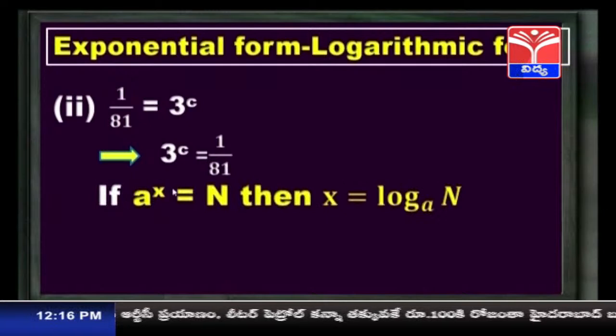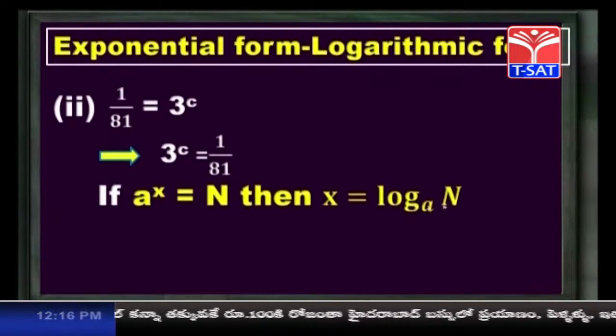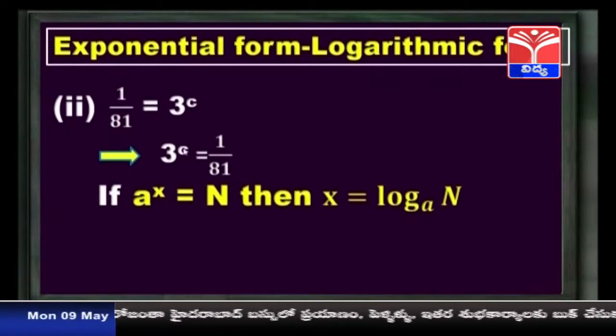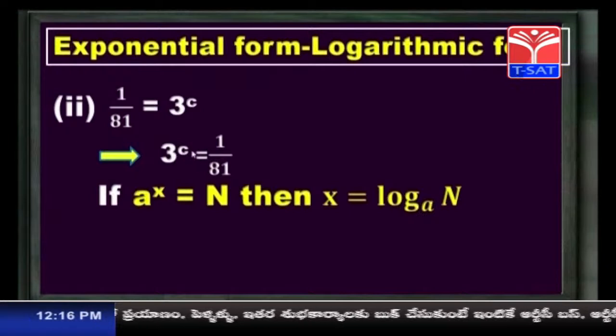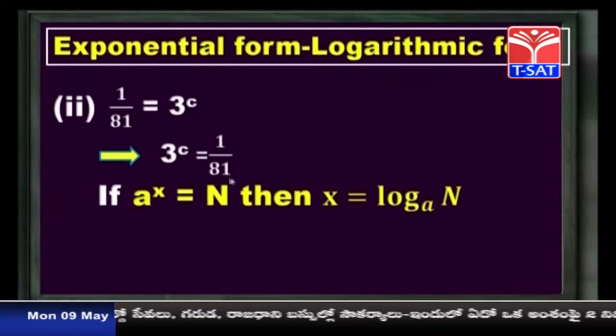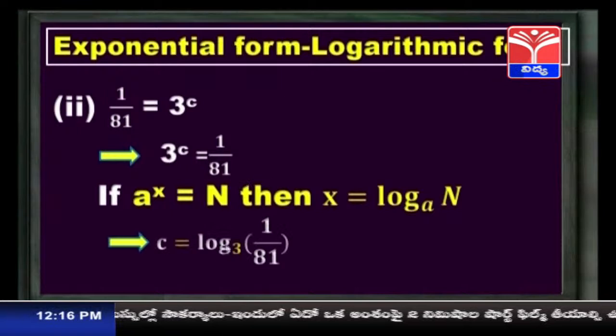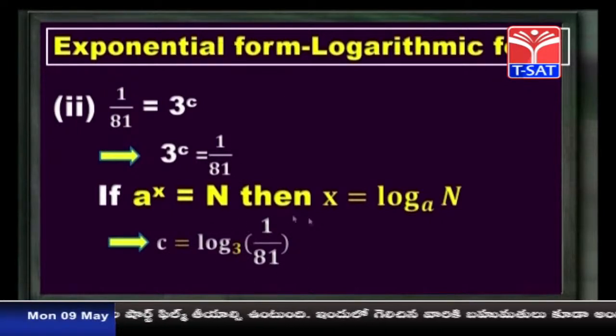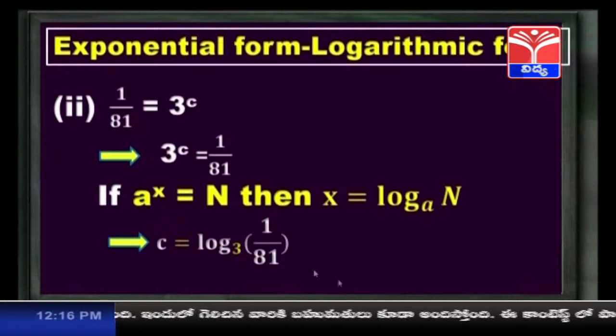Same formula: if a power x is equal to n, then x is equal to log n to the base a. So what is the power here? The power is c, right? So we should write c is equal to log 1 by 81 to the base 3. Further, we can simplify this after studying the properties of the logarithm.